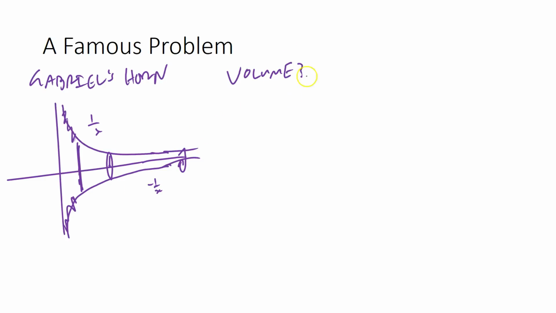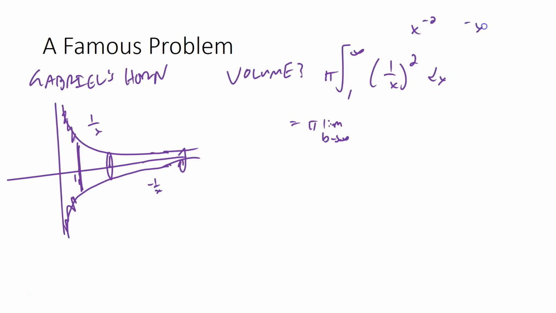The volume of Gabriel's horn would be the integral from 1 to infinity, starting at 1 here, of pi times the radius squared. So pi is on the outside. The radius of that disk is going to be the height of the function, so it's 1 over x, the whole thing squared, dx. So that would be pi times the limit as b approaches infinity of the antiderivative of 1 over x squared. That is x to the negative 2, antiderivative negative x to the negative 1. We've seen that lots today already. So we're going to have negative 1 over x from 1 to b.